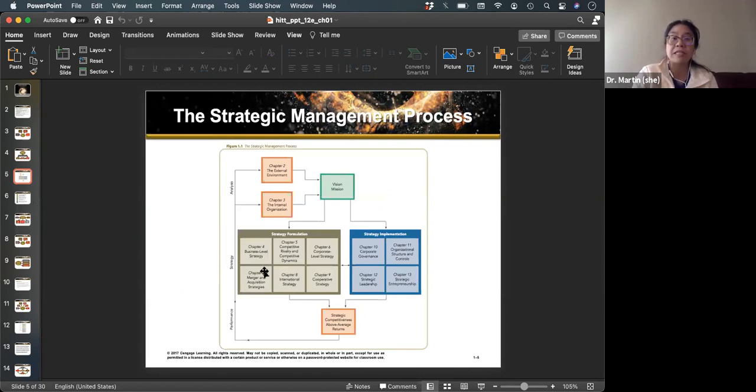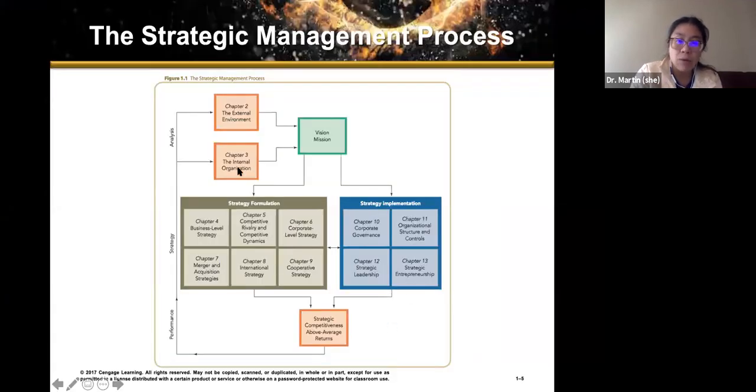Okay, so this is just a breakdown of what we're going to cover. Right now we're going to talk about the external environment, and then chapter 3, all of this we're talking about analysis. So external today, internal next week. Remember, we're not meeting on Monday because of the holiday. And then we have 6 chapters on formulation of your strategy, and then 4 chapters on implementing your strategy. And all this coalesces into creating your strategic advantage and creating returns that are above average.